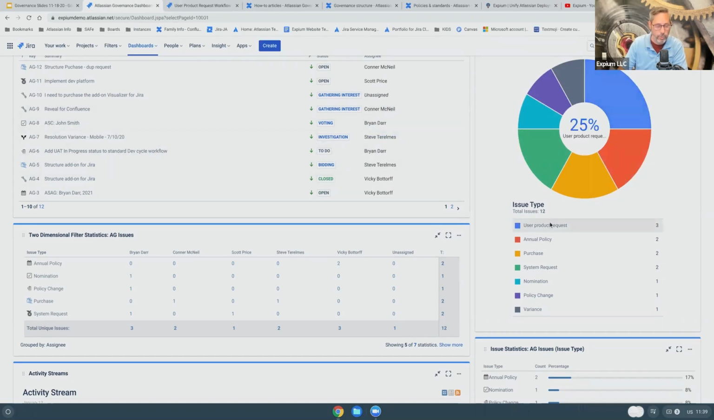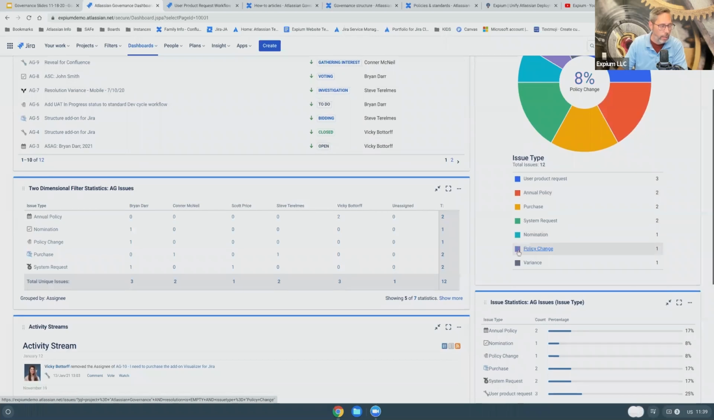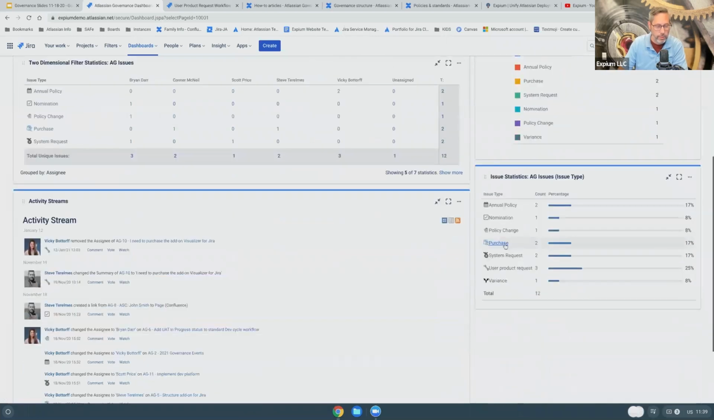Don't forget, gadgets here on your dashboard have the ability to link directly to anything. So every gadget is a series of links. So if I just click on this link here, it will take me to the 2 issues that are currently under annual policy, right? You can do a 2-dimensional filter statistic. You can do another statistic here that shows the different percentage completion of the issues, even an activity stream, right? All kinds of things that are going to show you what's happening.